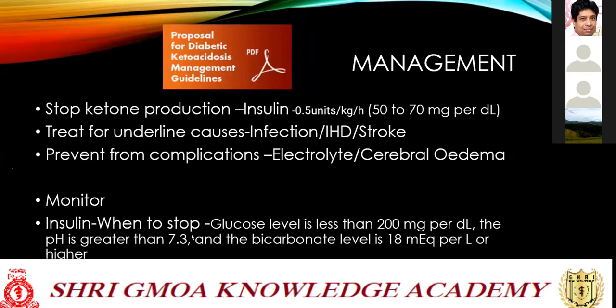So this is the normal level. It should be more than 7.3, and the bicarbonate level is 18 or more than that. Otherwise, you don't stop insulin. You have to give insulin with 5% dextrose to stop acidemia and ketone production. So it's very important to understand this thing.